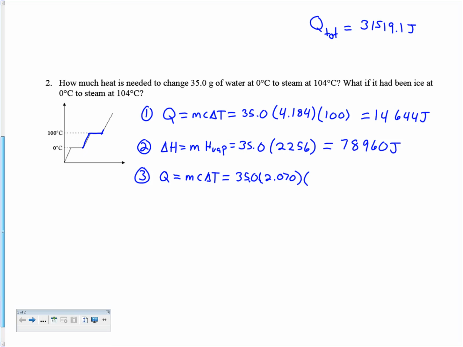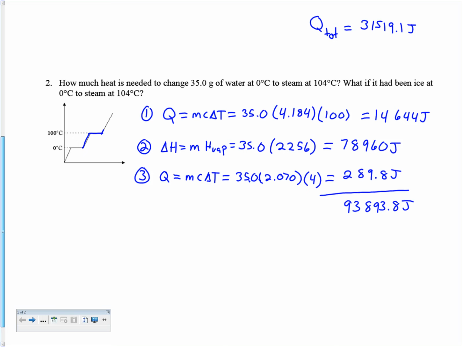And then the change in temperature here is just 4 degrees, from 100 up to 104. So we multiply those. We get 289.8 joules. You add all those together. What we end up with is 93,893.8 joules.